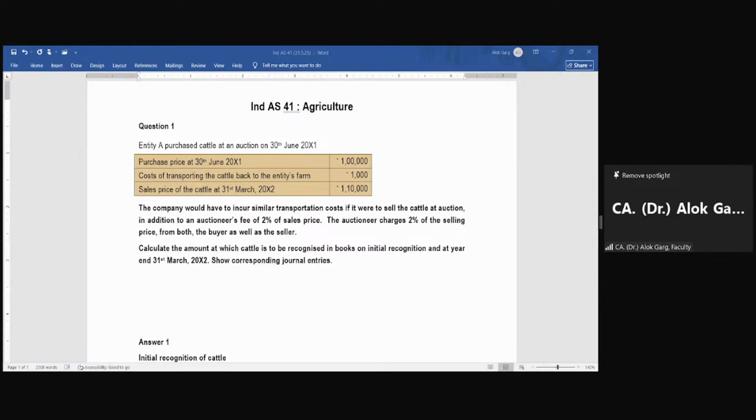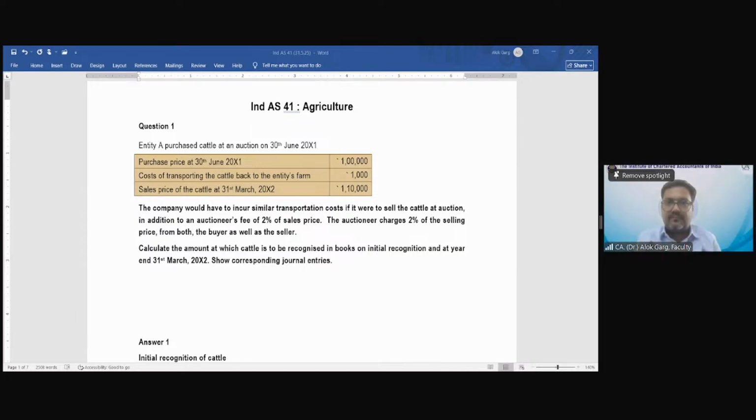किस वैल्यू पे होगा? 1,06,800. And how have you arrived at 1,06,800? Sir, 1,10,000 minus 2% minus 1,000. Can you please repeat again? So 1,10,000 minus 2% of 1,10,000 minus 1,000.